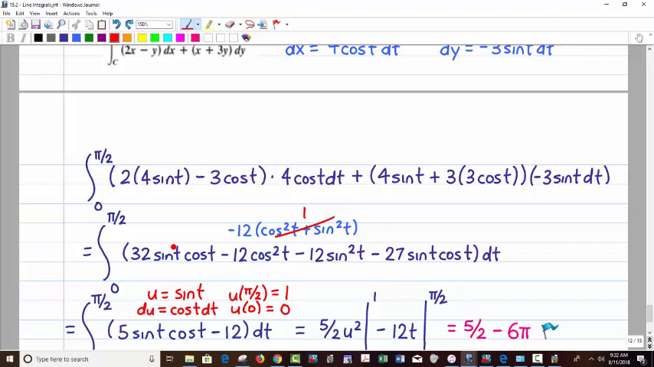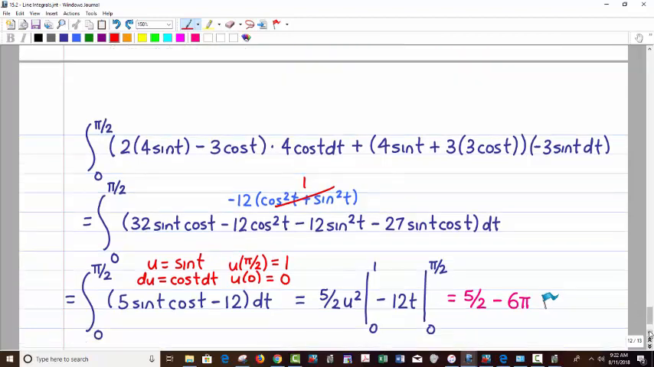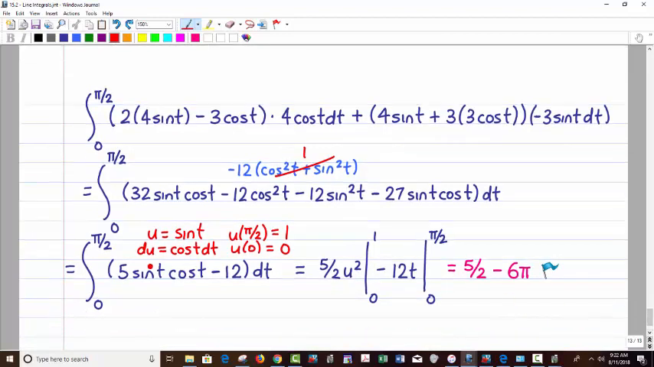You don't have to integrate it. And these are like terms right here on the outside. So 32 sine t cos t minus 27 sine t cos t gives you 5 sine t cos t. So that all consolidates into 5 sine t cos t minus 12. I could convert this into a double angle, but I just went ahead and did u substitution. Let u be sine, let du be cosine, so that's easy.